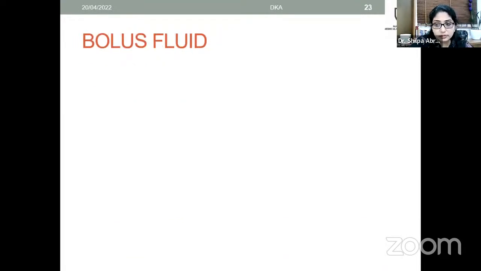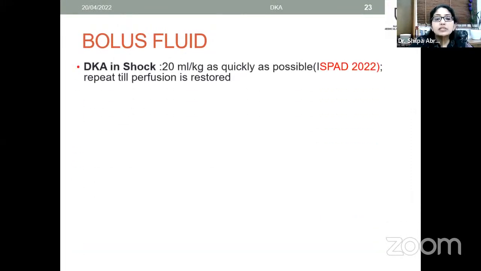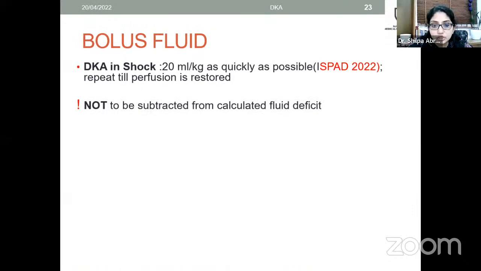So the first part of fluid therapy is the bolus fluid. If the child is in shock, that is hypotensive shock, then you give 20 ml per kg as quickly as possible. This is as per the latest ISPAD guideline. Earlier it was not very clear, but now they are very clear.